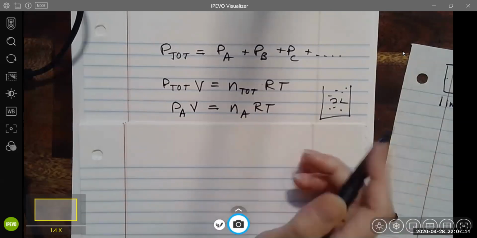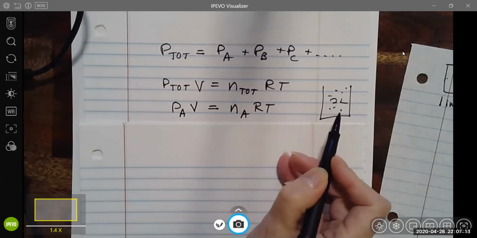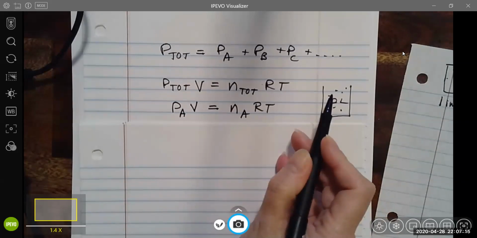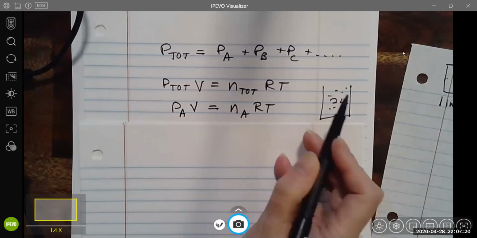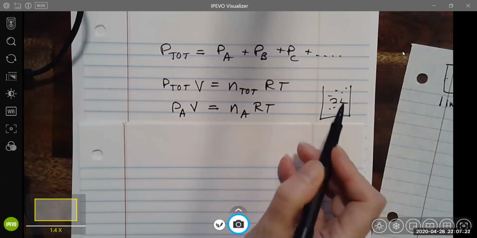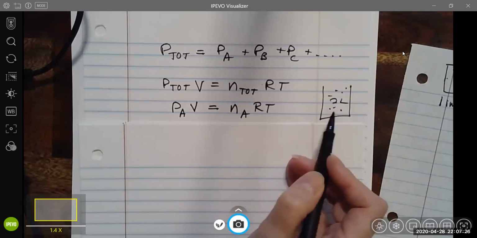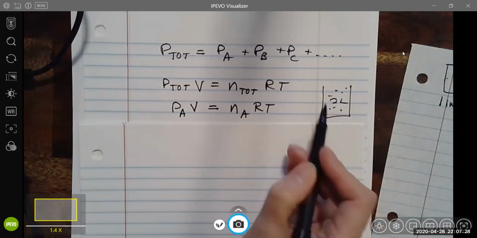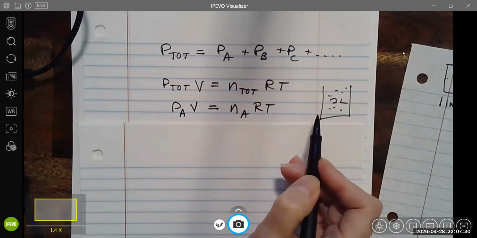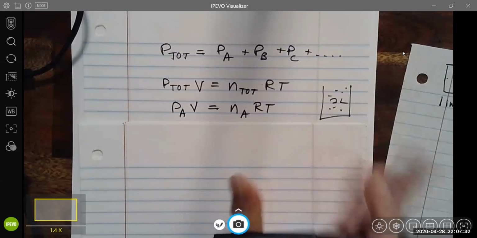Even if it's a mixture, let's say all these dots, some of them represent oxygen, some of them represent nitrogen. They all have a volume of 2 liters, even though maybe it's 78% nitrogen and 22% oxygen and only 1% carbon dioxide. They all have the same volume.